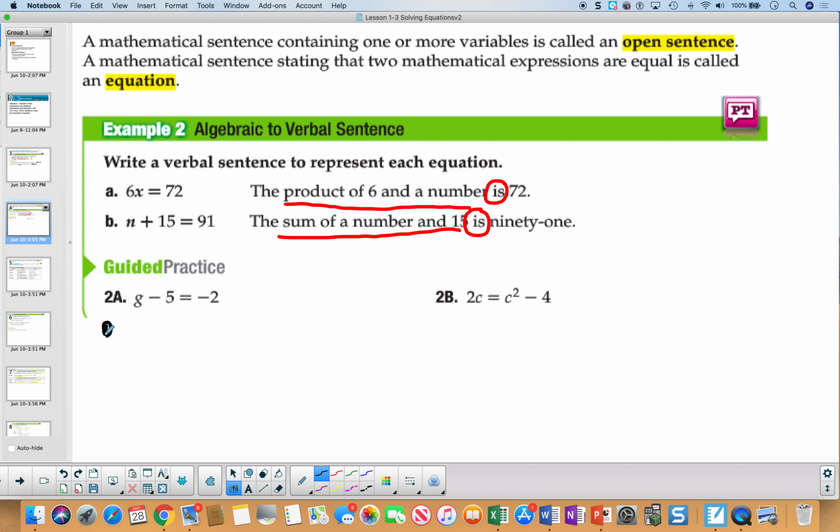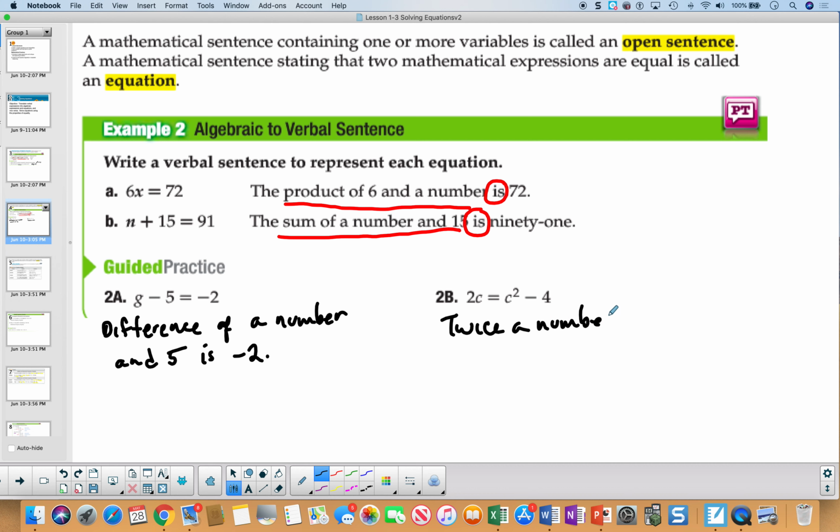This is going to be the difference of a number and 5 is -2. Over here we can say twice a number is the square of a number minus 4. So minus is another indicator of subtraction.